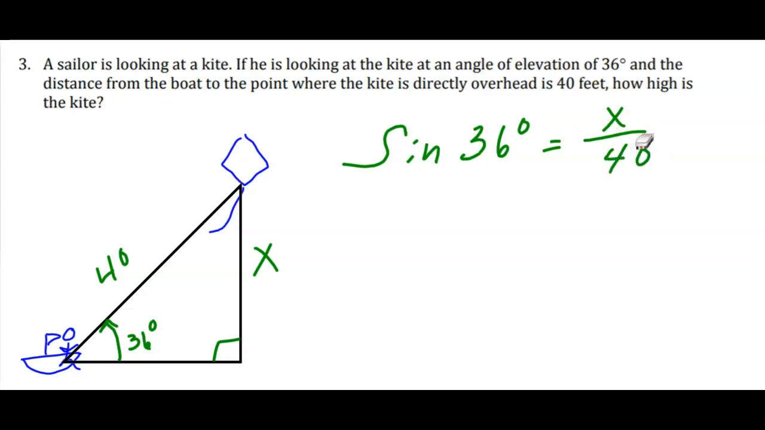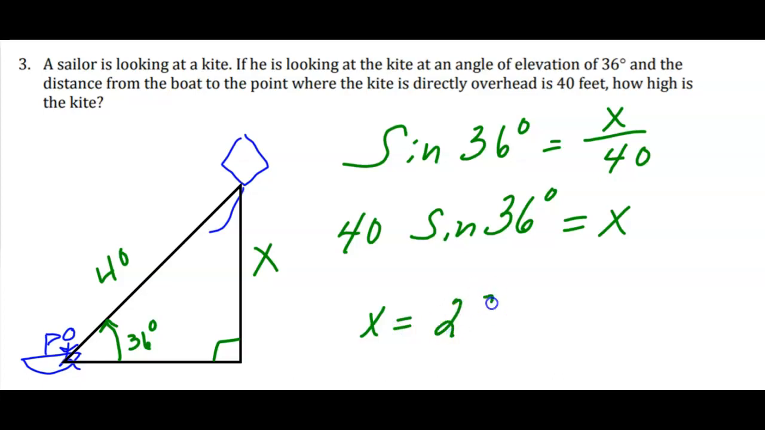And then you're just going to multiply by 40. So punch in your calculator: 40 sine of 36 equals x. And then when you punch that in your calculator, you should get that x equals 23.51.